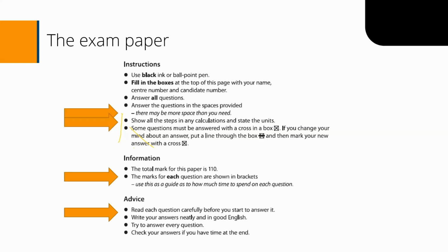As a very rough rule of thumb, a minute per mark is the guide to the time to be spent on each question. You can see the marks for each question are shown in brackets. Use this as a guide to how much time to spend on each question. Where students often fall foul of this is the multiple choice questions, which tend to be 1 mark, which means they should be doing them in about a minute. They shouldn't be spending too long.